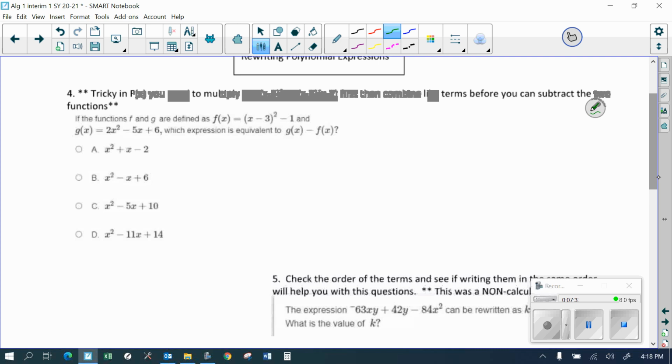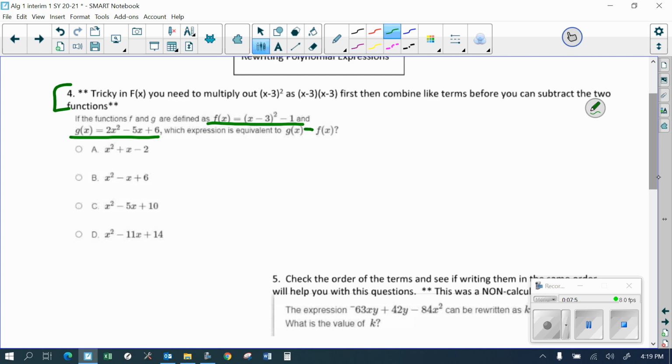So this must have been what Ms. White typed in herself, I think. Okay, if the functions f and g are identified as that and this, so there's the f of x, there's the g of x, which expression is equivalent to g of x minus f of x? So you're subtracting the two polynomials.